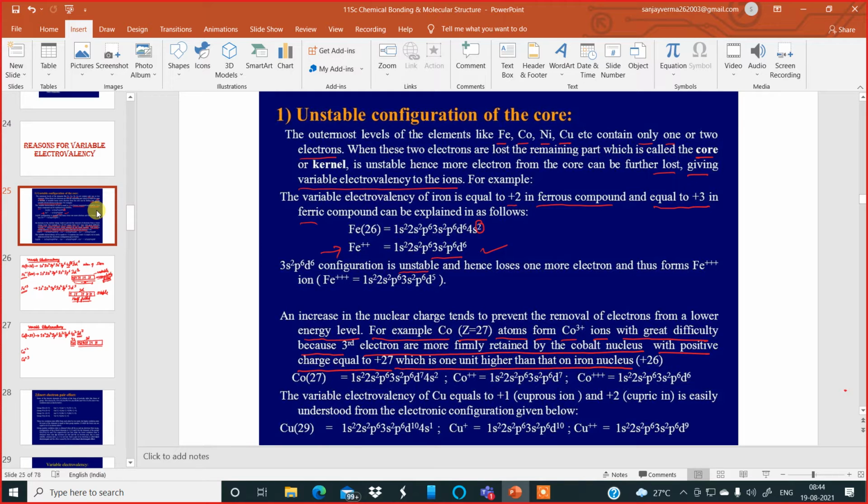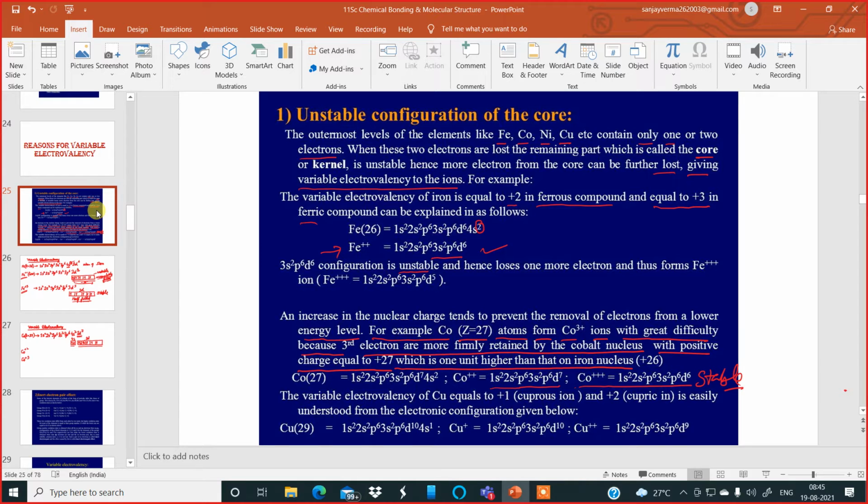The variable electrovalency of copper. But before that, after losing 2 electrons from the 4s subshell, the electronic configuration of cobalt becomes 1s2, 2s2, 2p6, 3s2, 3p6, 3d7. And after that, again losing one more electron, the electronic configuration becomes similar to that of iron. Again, it becomes stable over here. So that is the reason for variable valency.